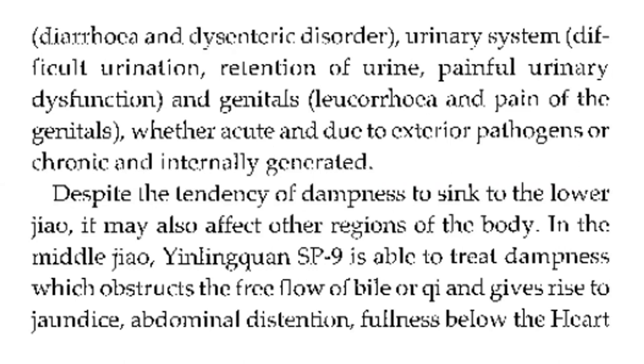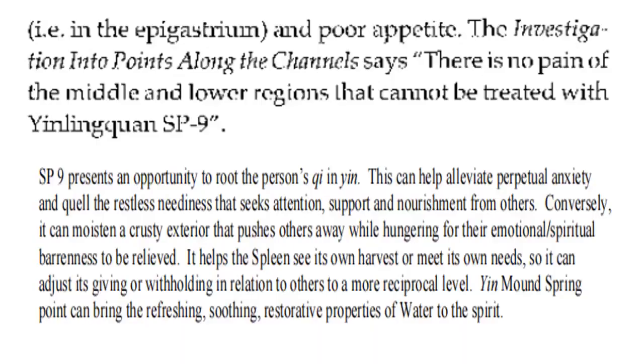Despite the tendency of dampness to sink to the lower jiao, it may also affect other regions of the body. In the middle jiao, Spleen 9 is able to treat dampness which obstructs the free flow of bile or qi and gives rise to jaundice, abdominal distension, fullness below the heart, that is in the epigastrium, and poor appetite. The investigation into points along the channel says there is no pain of the middle and lower regions that cannot be treated with Spleen 9.